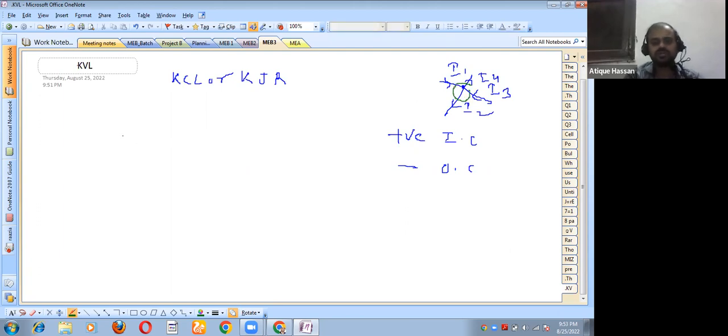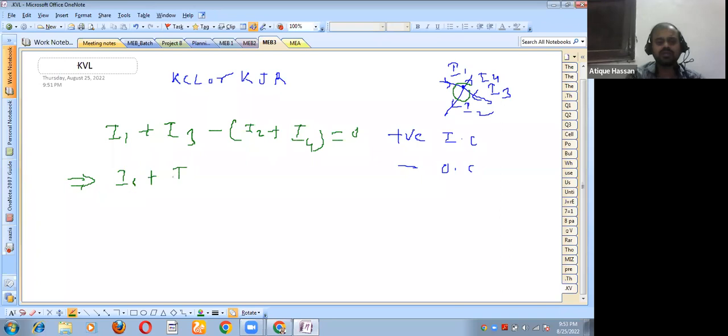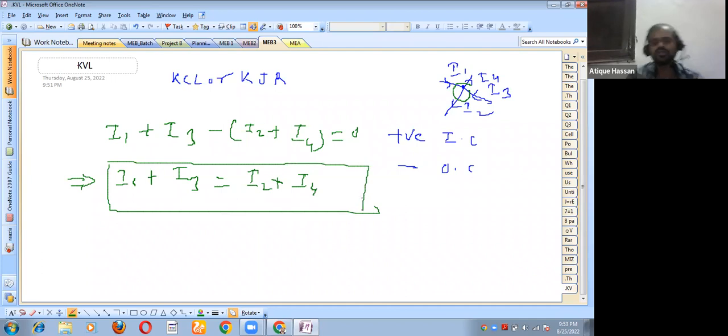So incoming current will be taken as positive. The incoming currents are I1 and I3, and the outgoing currents are I2 and I4. So this should be equal to 0. It means the currents coming at a point will be equal to the currents going outside the point. So this is basically Kirchhoff's junction law, Kirchhoff's junction rule, or Kirchhoff's current law.